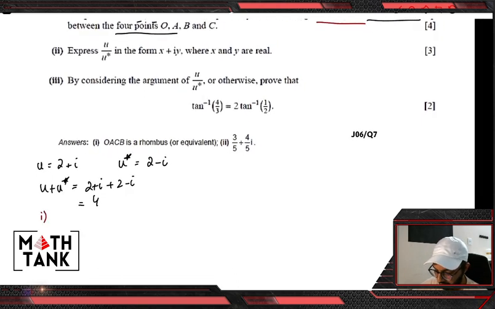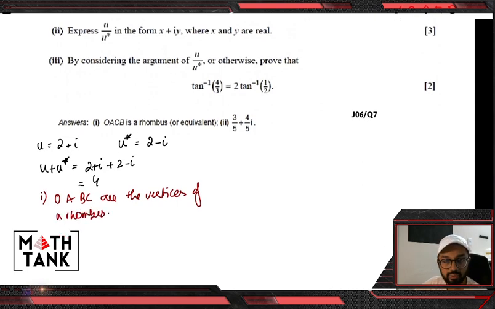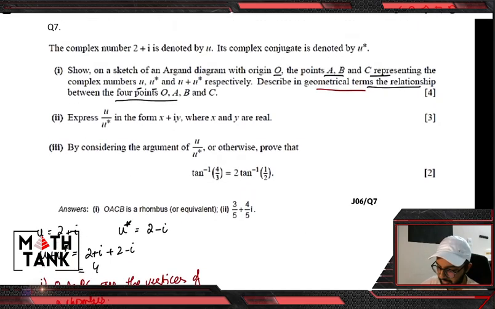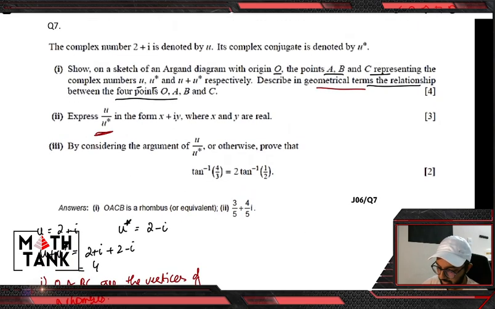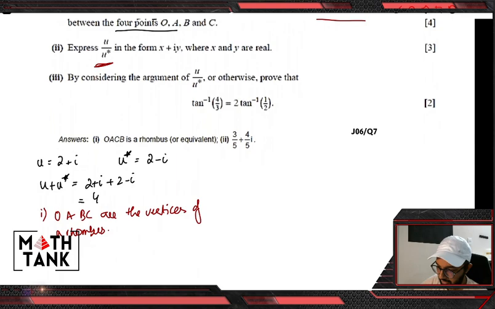Therefore your answer should be O, A, B, C are the vertices of a rhombus. If you're not saying rhombus, you need to tell me that they are parallel, they are equal in length, and so on. Then it says express U over U star in the form x plus yi, where x and y are real numbers. So I think that's straightforward.